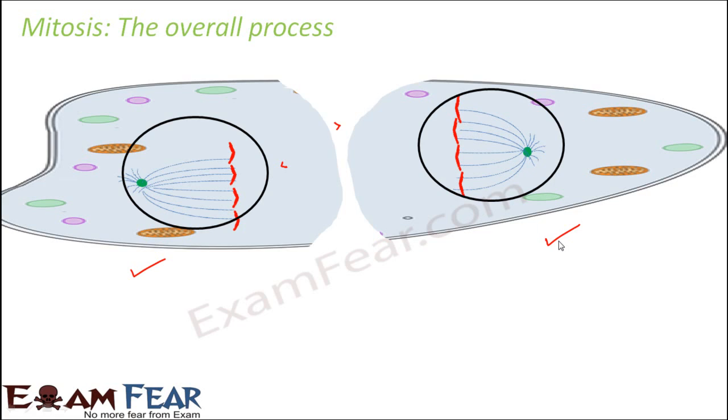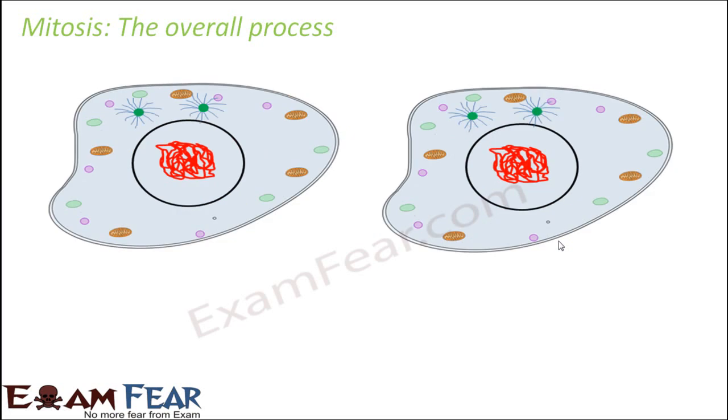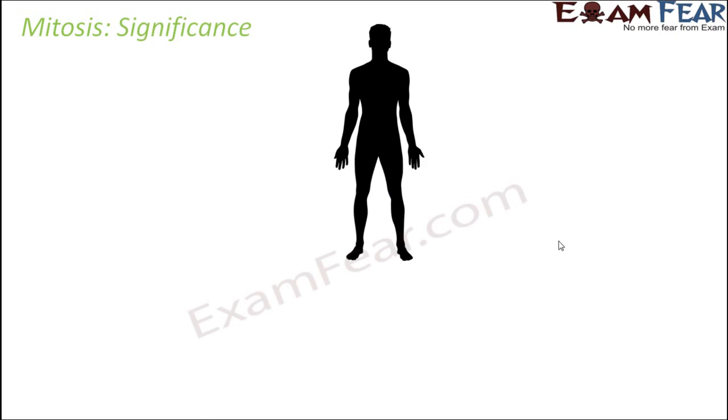Now please understand the process of mitosis very clearly, because if you understand mitosis, meiosis will become quite easy, because you will know the basic concepts of how these things happen. Okay, so with this we'll end our discussion on mitosis. But before we start with the next process, that is meiosis, let us quickly discuss the significance of mitosis.